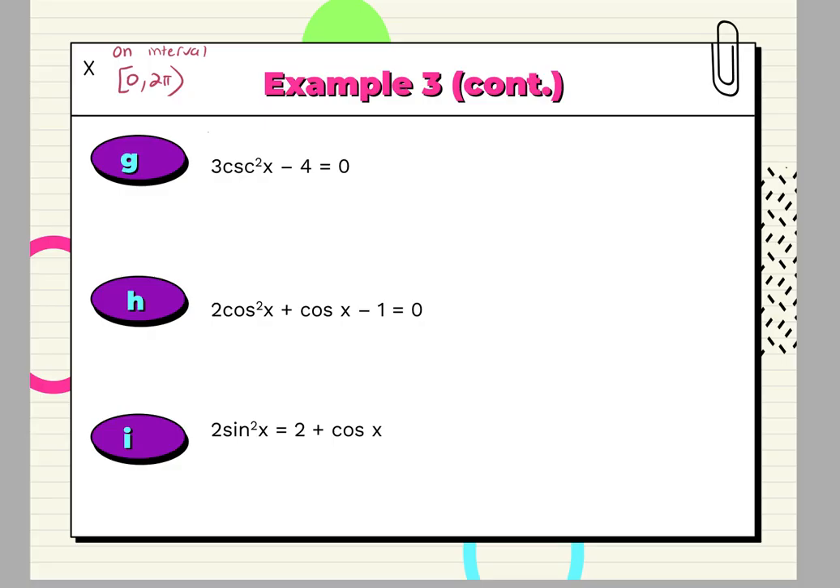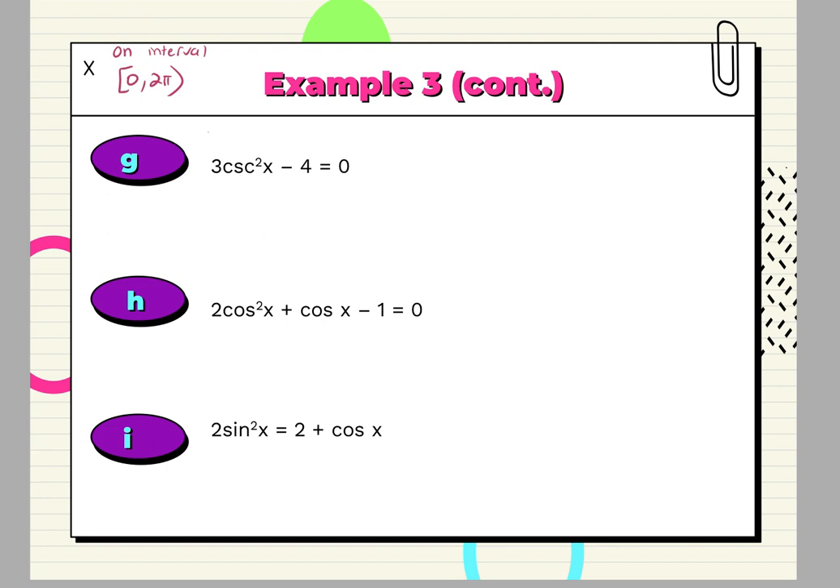So the question is, is it ever given in degrees? Your book does not. WebAssign, I don't think, does. But if you just go to the web and search for solving trig equations, there are times that you'll see it 0 to 360, and that means give my answer in degrees. That's all. That's how you'll know the difference. Okay, try.